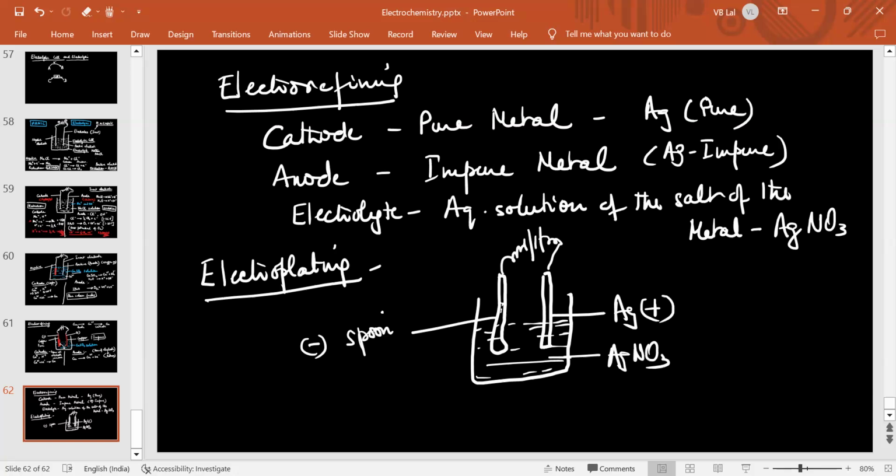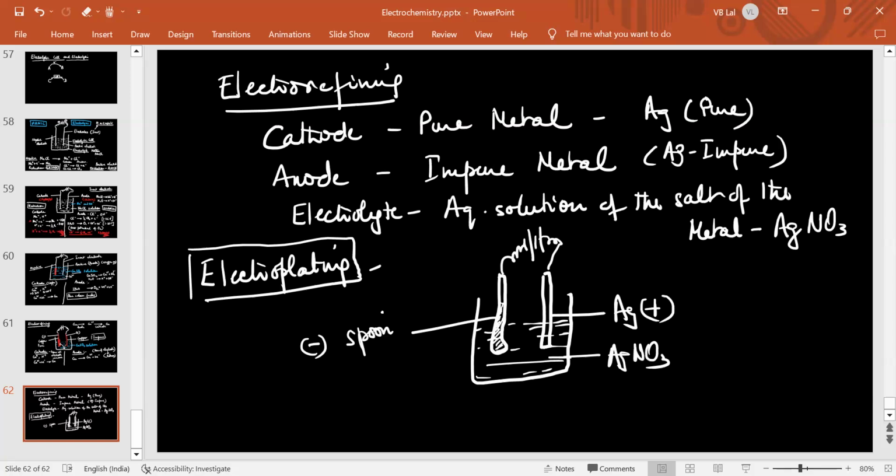So they will get deposited here, right? So what will happen? The spoon will get plated with silver. So like that, superior metals can be used for plating over inferior metals, and this process is known as electroplating, right? So all these are very useful processes and uses of electrolysis. Two main uses of electrolysis are electrorefining and electroplating, right?